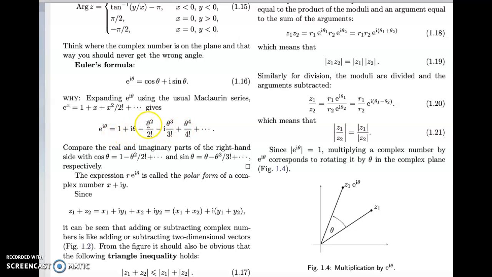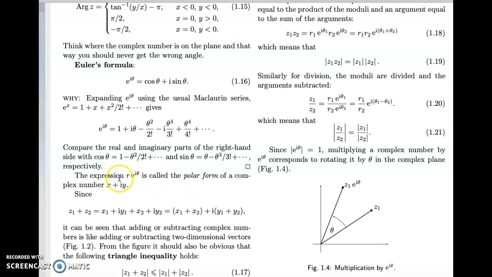Basically this: i theta squared gives you the minus sign, i theta cubed gives you minus i theta, i theta to the power 4, i to the power 4 is 1 again, and so on. Then if you look at the real part of that, we expect it to be cos theta, and indeed the real part is 1 minus theta squared over 2 factorial plus theta to the 4 over 4 factorial, which you recognize as the series for cos theta. The imaginary part, which we expect to be sine theta, is indeed theta minus theta cubed over 3 factorial, etc.